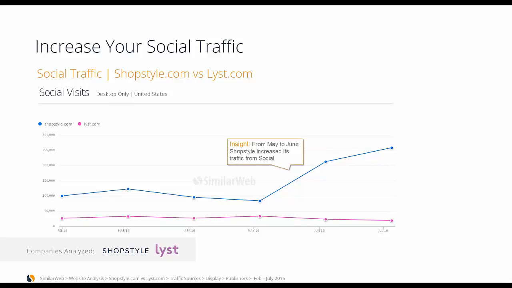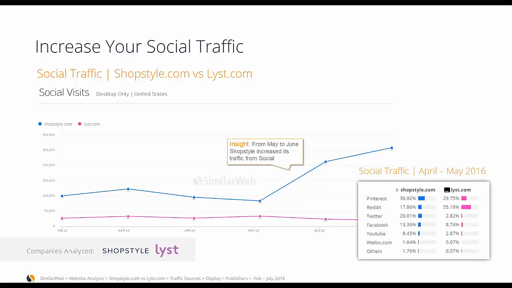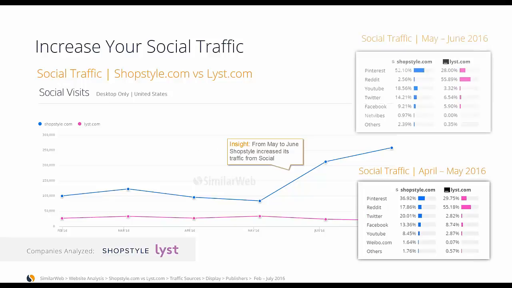How do they do it? How does a company who's focusing on social, who's focusing on the clothing industry, do this? What's the best social network for them to grow this traffic? The answer is Pinterest. And we see here, ShopStyle, from April to May and from May to June, greatly increased their share of traffic from Pinterest, from being a third of their traffic to being half of their traffic.